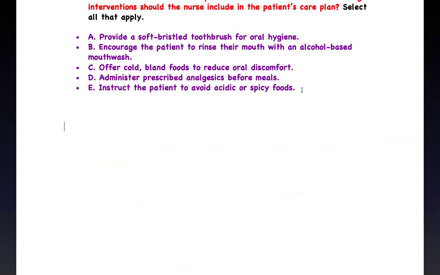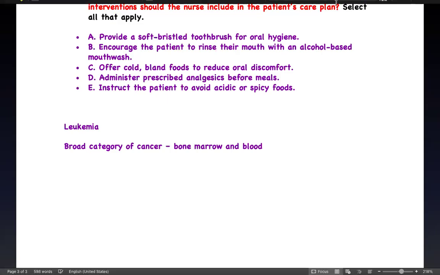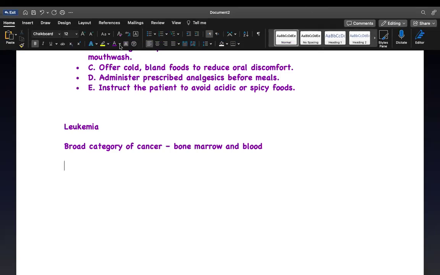But leukemia, what is leukemia? The first thing you have to know. Everybody has heard about leukemia, but just know that it's a broad category of cancers that usually affect the bone marrow and the blood. That is the key. So these affect the bone marrow and the blood.